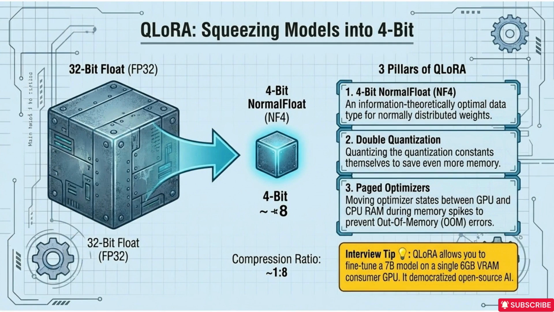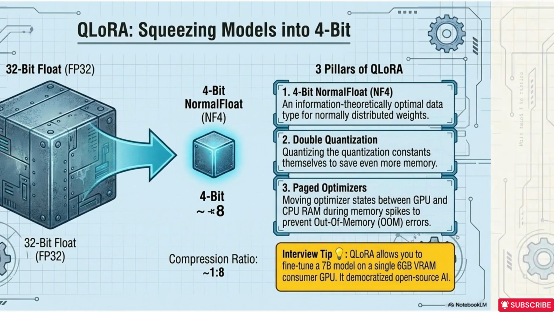QLoRA is a memory-optimized version of LoRA. The main idea is to load the base model in a compressed 4-bit format while training small LoRA adapters. This dramatically reduces GPU memory requirements. Because of QLoRA, developers can fine-tune larger models on more affordable hardware. It uses techniques like 4-bit quantization and paged optimizers to save memory. For startups, students, and independent developers, QLoRA is one of the most practical fine-tuning methods.